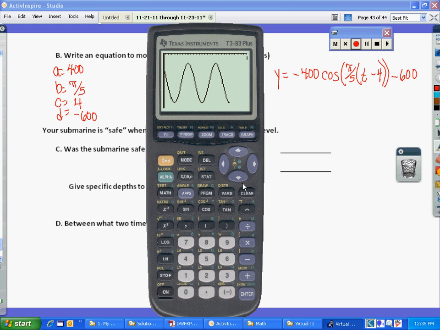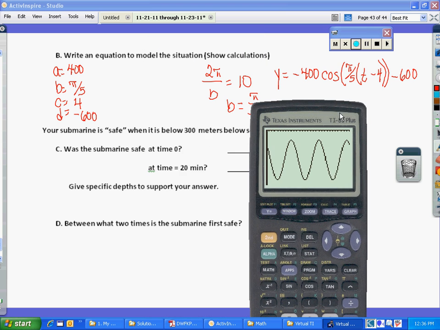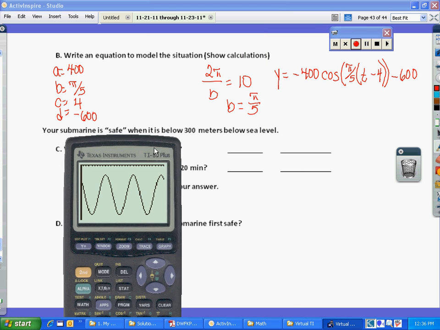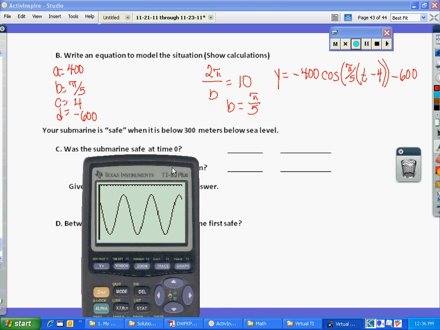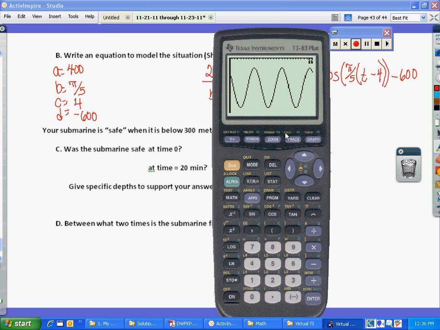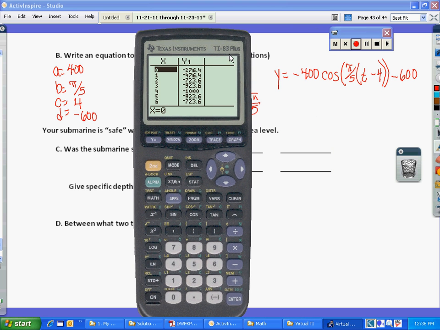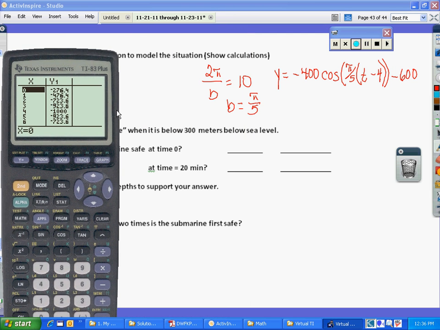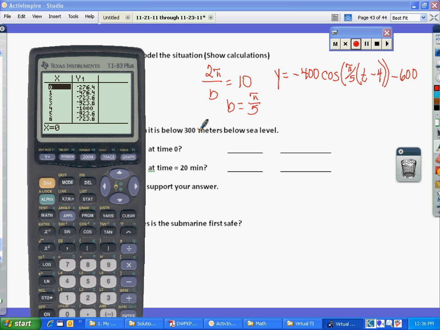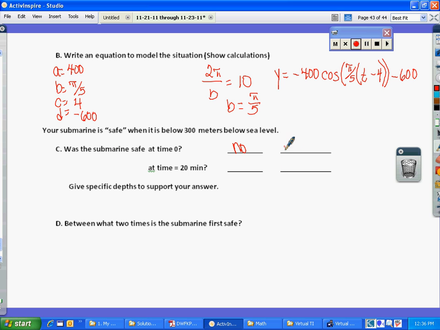Alright, so in order to find out if the submarine was safe when it was below 300 meters below sea level, was it safe at time t equals 0? So let's go to our table of values and see when x is 0. The value of y is negative 276.4. So, since the value was negative 276.4, it was not 300 meters below sea level. So, it would not be safe, because y is equal to negative 276.4.